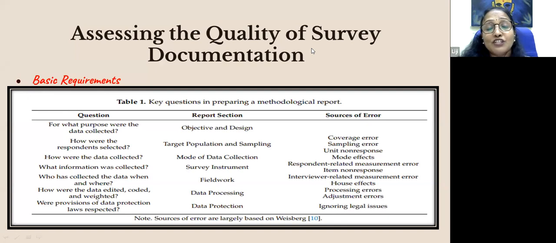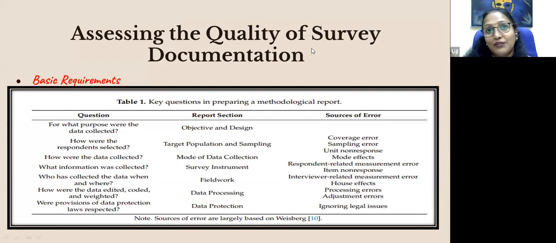What information was collected? Obviously, it is through the survey instruments which you are going to use. So through that, the respondent related measurement error can happen. Then who has collected the data, when and where? Obviously, it is through the field work. And here is the interviewer related measurement error.